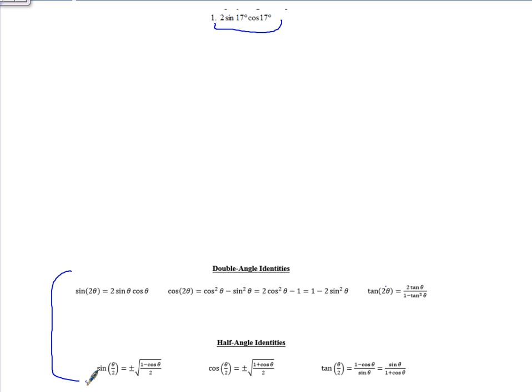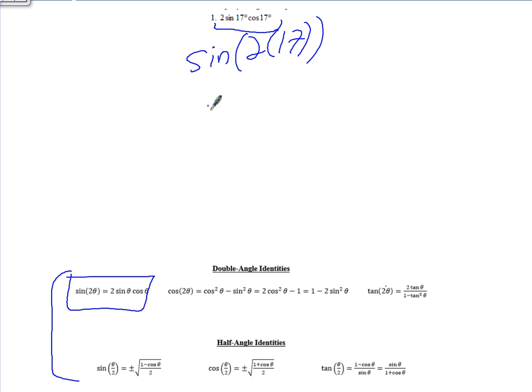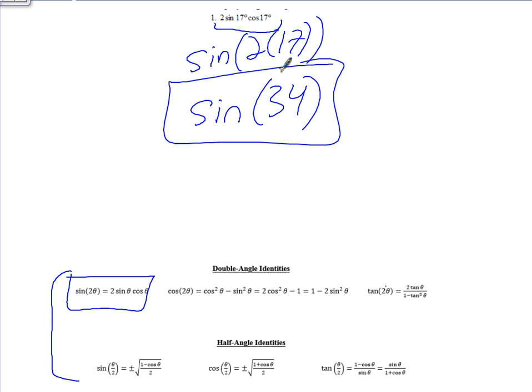in its original form. So here you see 2 sine 17 cosine 17. That clearly matches up perfectly with that. So all we're going to write now is sine of 2 theta, which here is 17, which then if we multiply, we would get the sine of 34. And that would be your answer. That's all you have to do for these first couple sections.